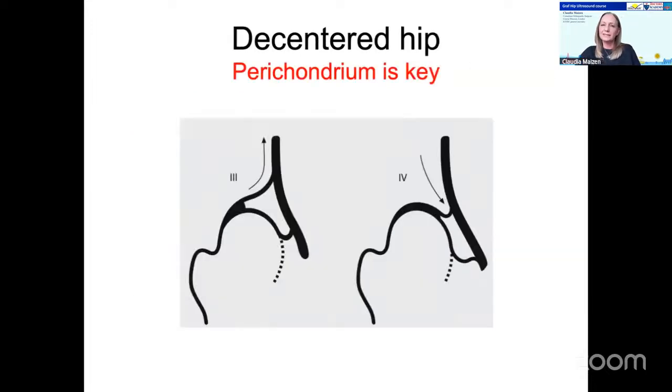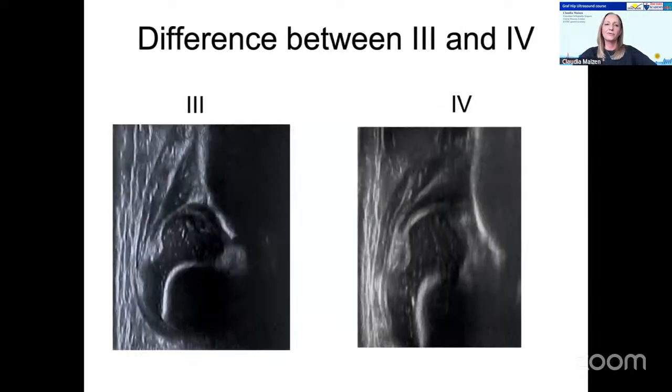So in a decentered hip, to summarize, the perichondrium is key. If the perichondrium is going upwards, it's a type 3 hip. If the perichondrium is going downwards in a decentered hip, this is a type 4 hip.